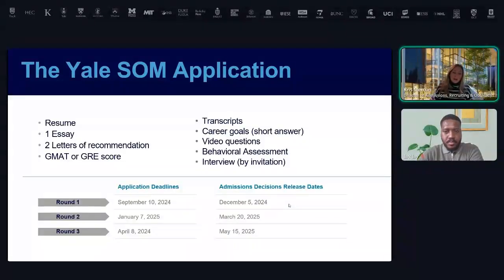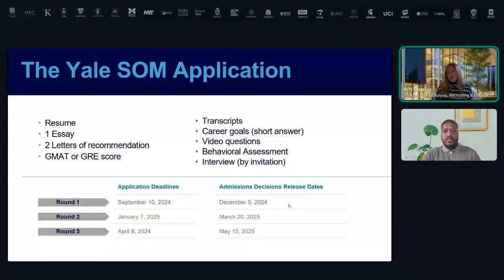But we also ask everyone to do the video questions, including our domestic students, because they really add a more three-dimensional look at your application. And it's a nice rounding out piece. But there's not a lot of weight. I'm going to tell you, don't stress out over them. There's not a lot of weight put on the video questions.